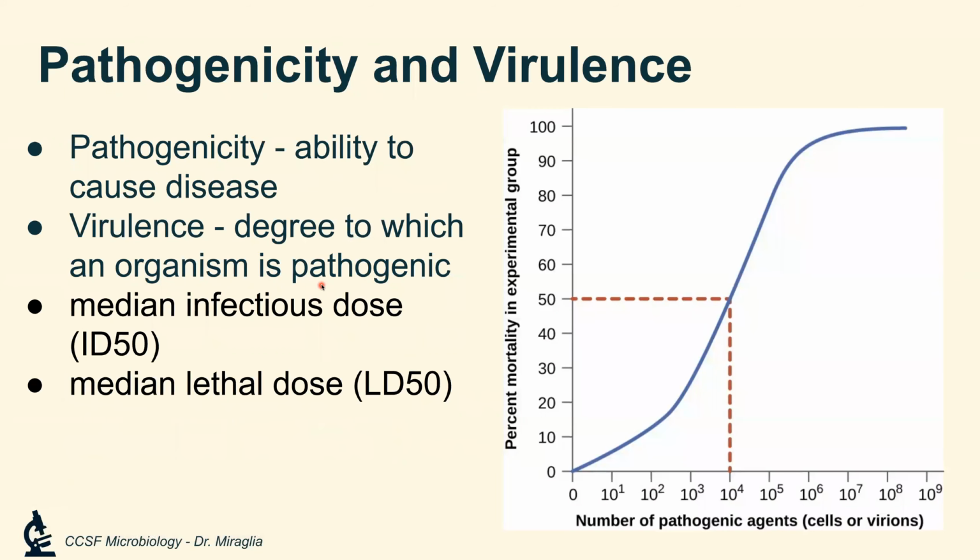What about pathogenicity and virulence? Pathogenicity just refers to the ability to cause disease, but virulence is the degree to which an organism is pathogenic. So for example, it can be pathogenic but not particularly virulent, or it can be pathogenic and extremely virulent. So that refers to just how much disease is caused, okay?